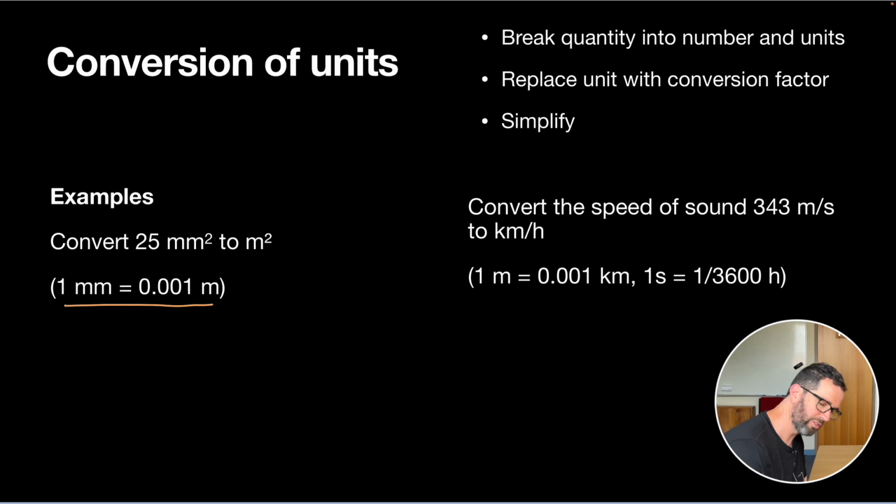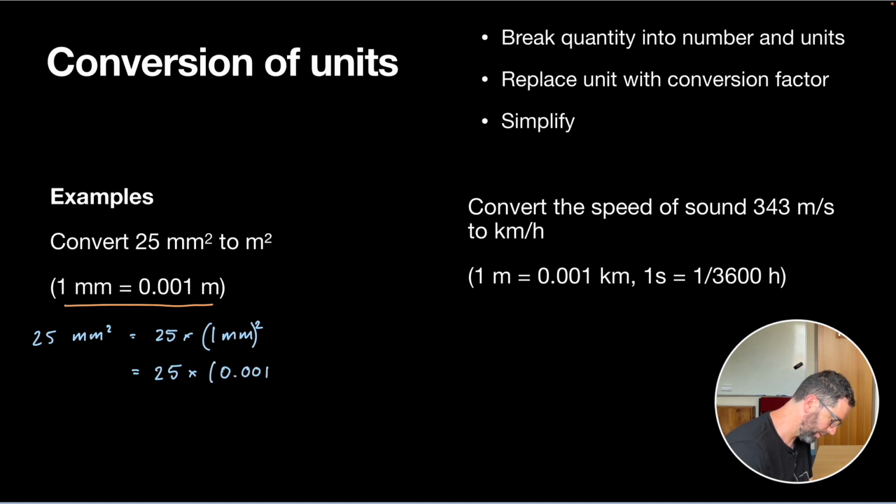So if we follow the same procedure, breaking our unit up into numbers and units, 25 millimeters squared is just 25 lots of 1 millimeter squared. And then we replace the 1 millimeter with the equivalent number in meters, so it becomes 0.001 meters squared. And now's the bit where we've got to be careful.